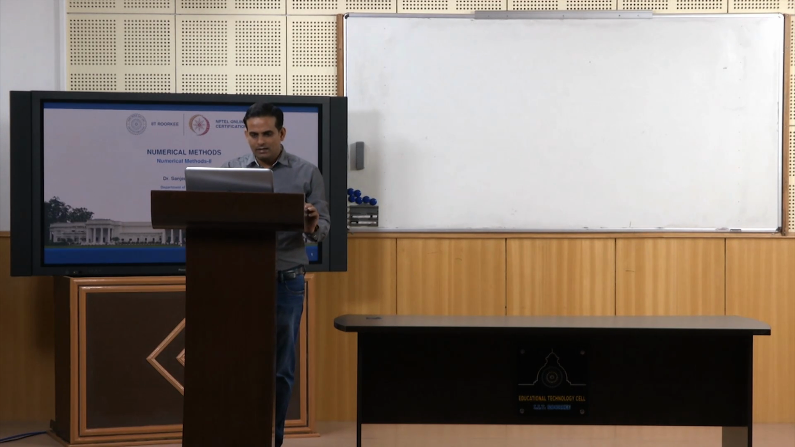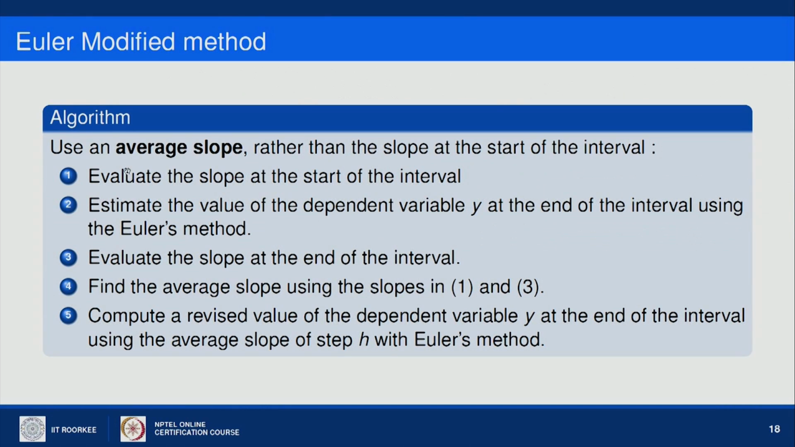And what is this method? Basically, in this method we will use an average slope rather than the slope at the start of the interval, like we have taken the slope at the starting point of the interval in Euler's method. So, what will I do? I will evaluate the slope at the start of the interval.